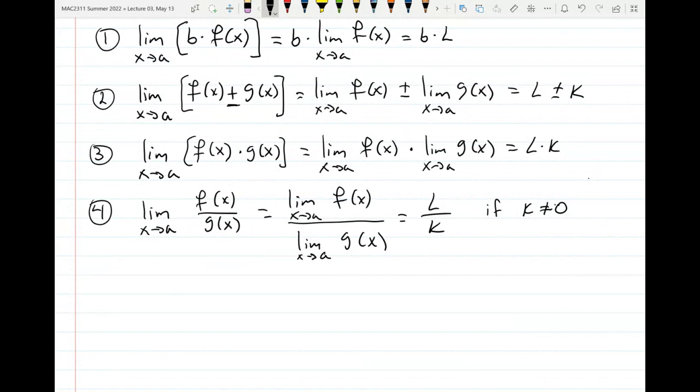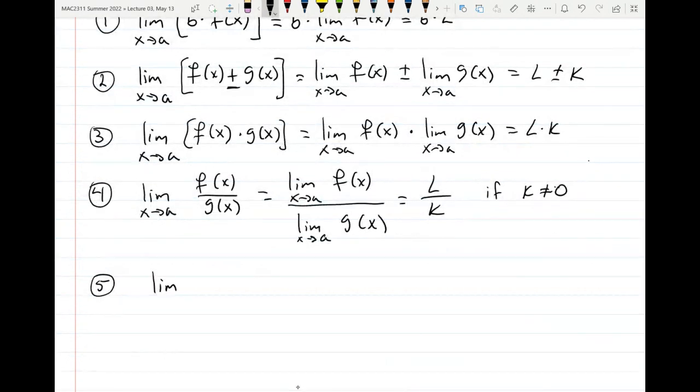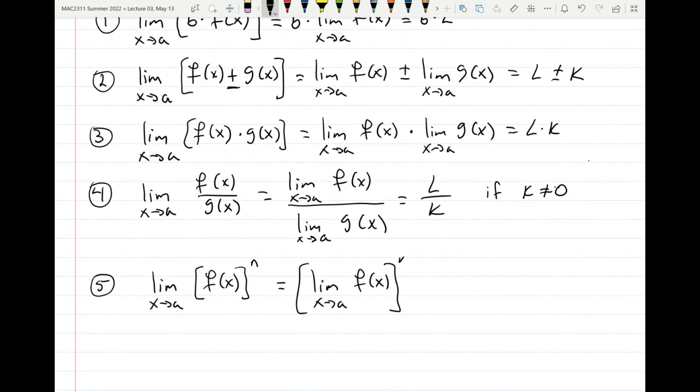Okay, so that's number 4. And then for number 5, we have the limit as x approaches a of f of x, and then let's raise this function to the n power. So we just take the limit of the function, and then we can raise the result to the n power. In other words, this is L to the n.